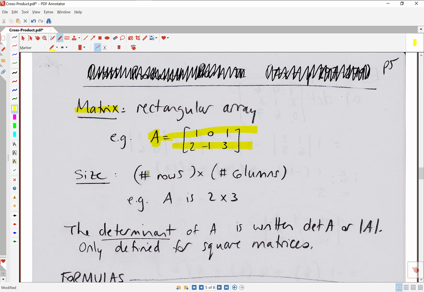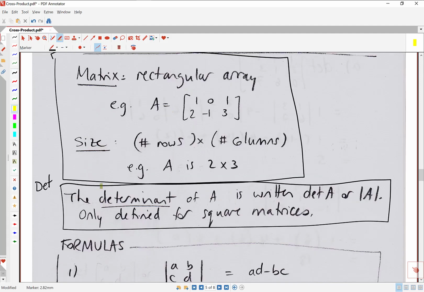So when we talk about a matrix, we often talk about the size of a matrix. And in specifying the size, we talk about how many rows by how many columns. So we always talk about rows first. For example, we'd look at this matrix here and we'd say, well, it's got 2 rows and 3 columns. So we would say matrix A is 2 by 3.